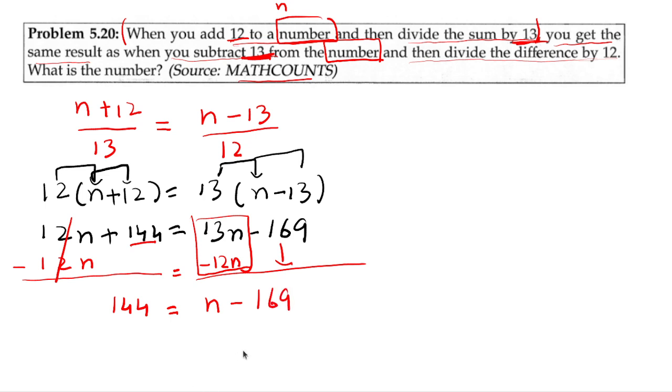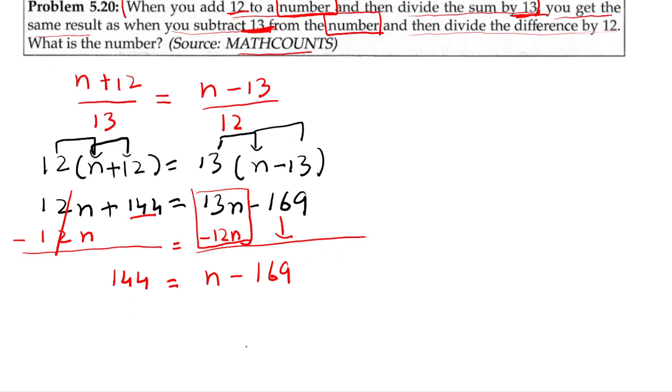Now we have to find n. This time we are going to add 169 to both sides to isolate n. On the left side, 144 plus 169 is 313. On the right-hand side, we have minus 169 plus 169, and when we add two numbers with different signs, we get 0 by the additive identity. So on the right-hand side, we have only n. So n is 313.